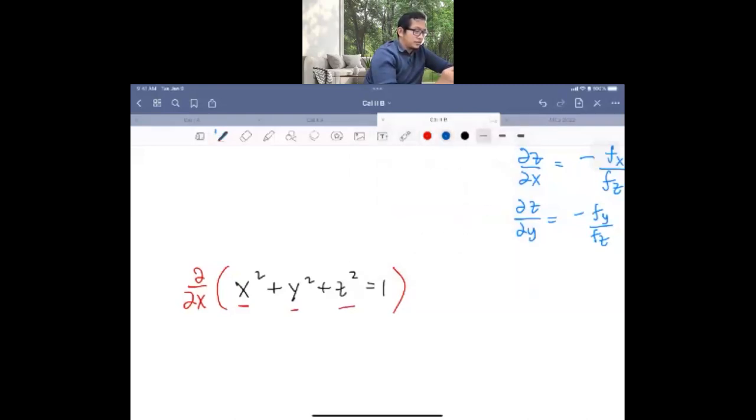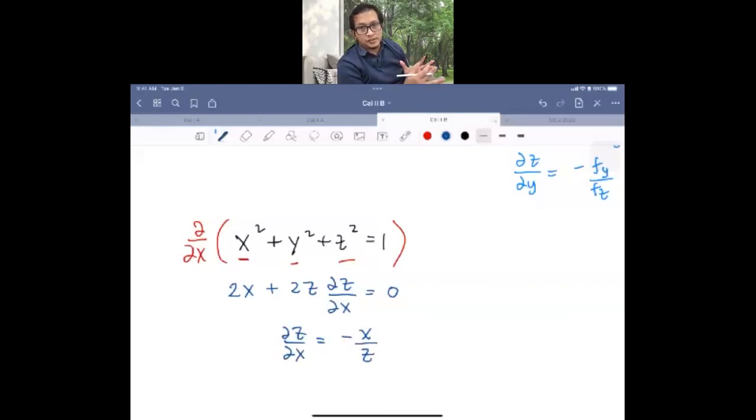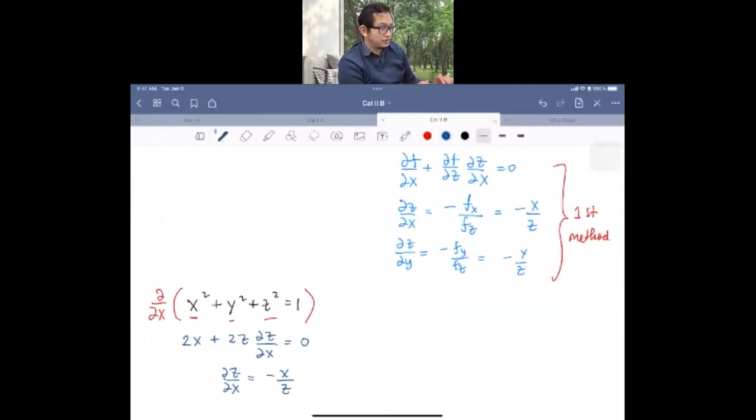Now we can derive this and it becomes 2x plus 2z dou z dou x equals 0. So we'll have dou z dou x is negative x over z. I think this is much more practical, right? But if you would like it more concise and to see the structure of the chain rule, you can check with this. So this is the second method.